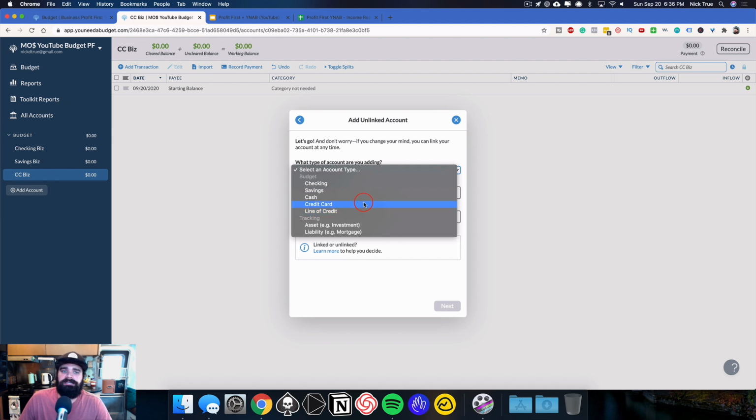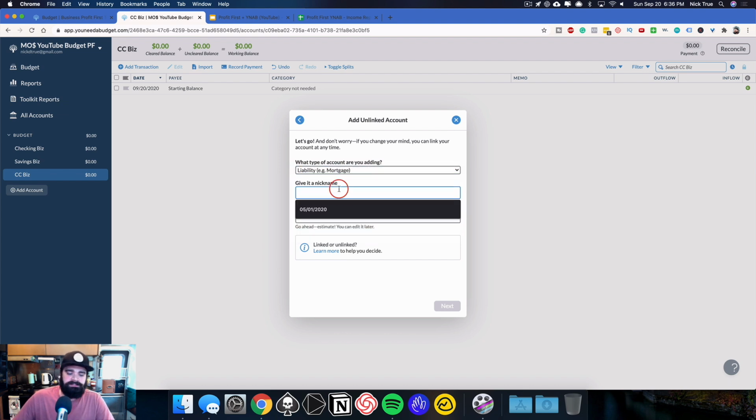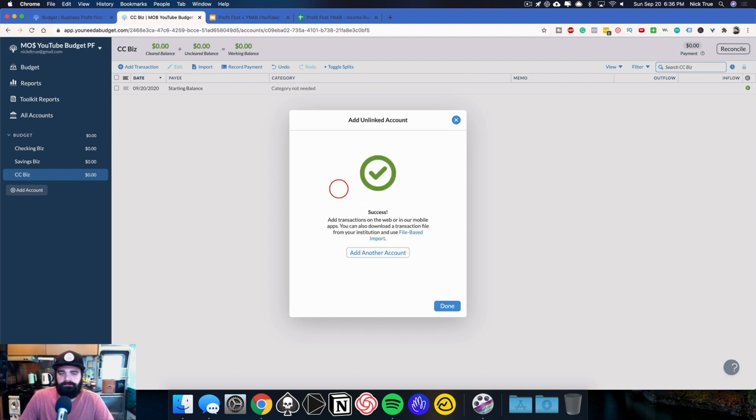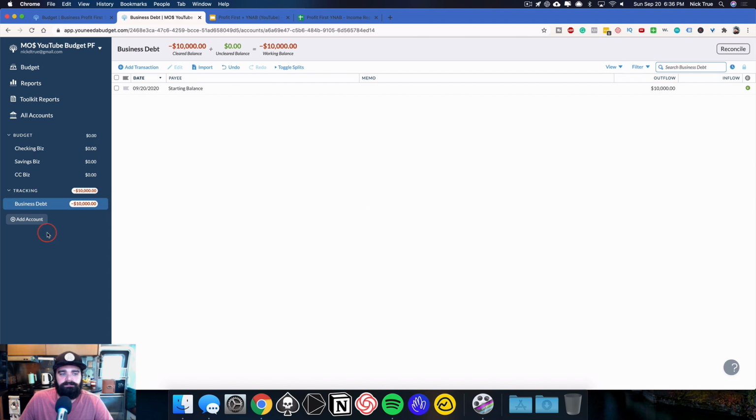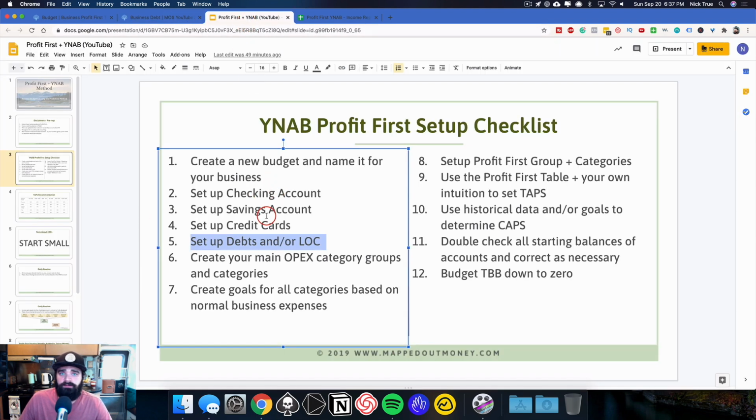If it's just debt that you've taken out that you are only focused on paying down over time, you'll want to choose liability. So in this case, I'll say business debt, and let's say that we currently owe $10,000. That'll set it up down here. Now, at this point, we are done with our main account setup. Hopefully, you're trying to keep things really simple as well. One checking, one savings, one credit card, and then we're tracking our debts or our lines of credit.